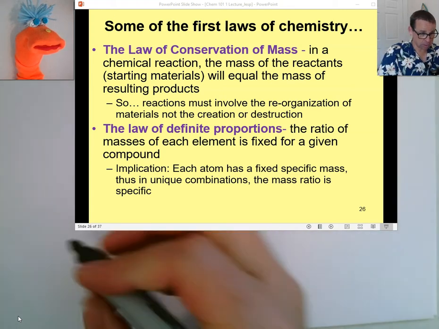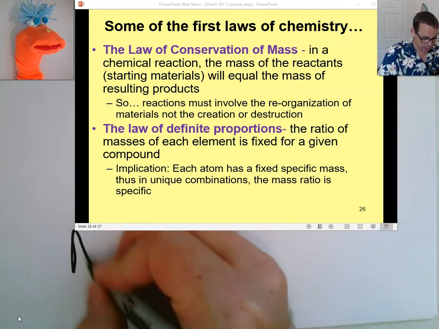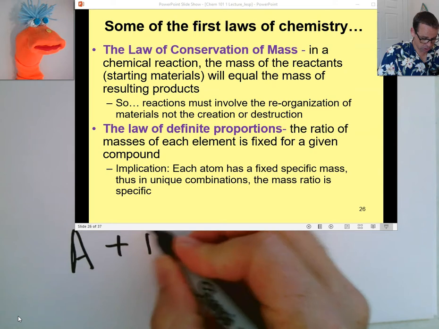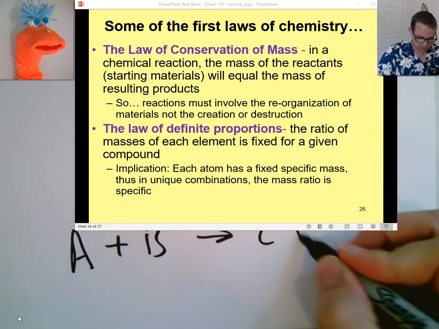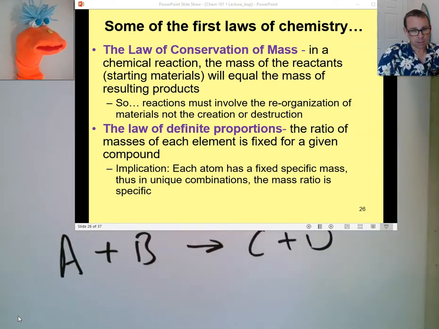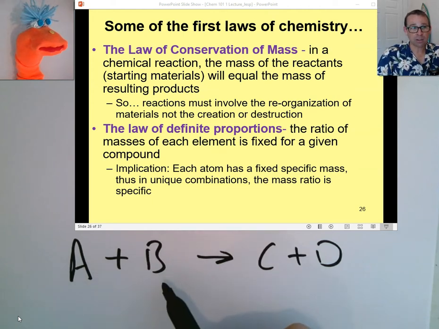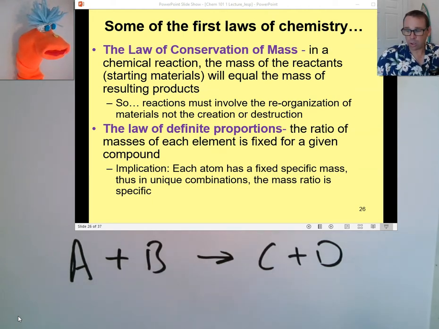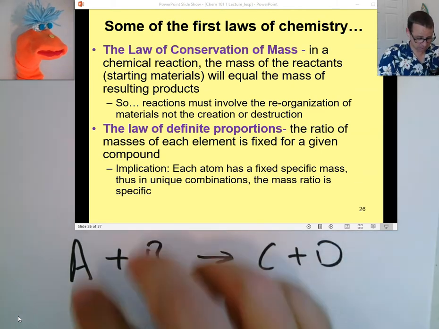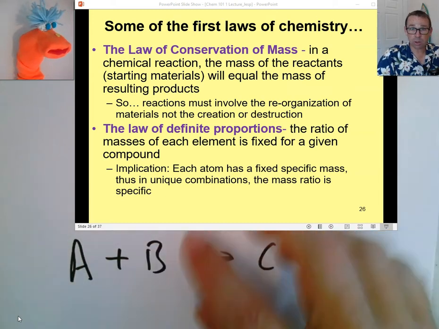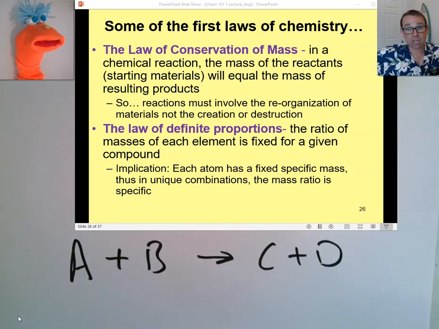So let me write a little chemical reaction down here. If I have this general chemical reaction, A plus B, forming C plus D, all right? These are my reactants, A and B, and C and D we call our products. The law of conservation of mass says that the mass of all of the reactants has to equal the mass of all of the products, because when we do chemistry, we don't create mass or destroy mass, all right?